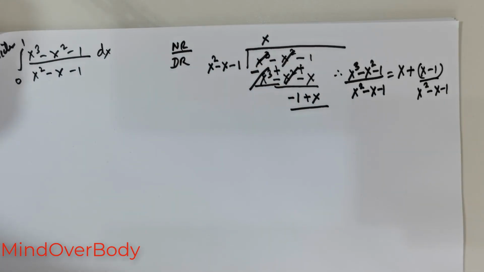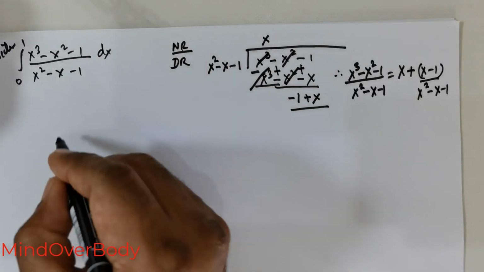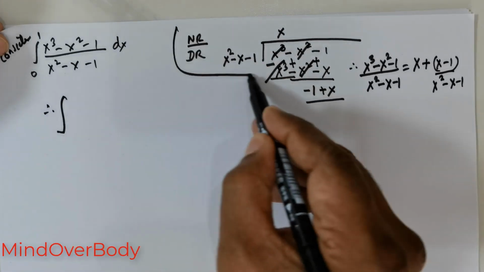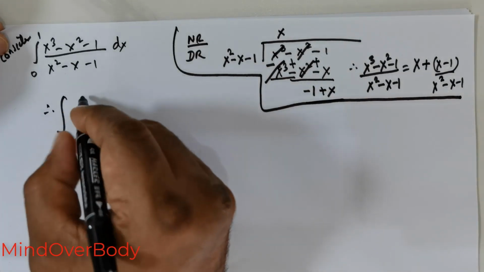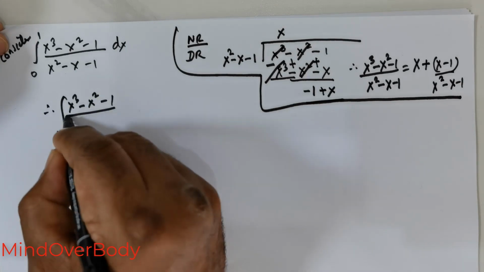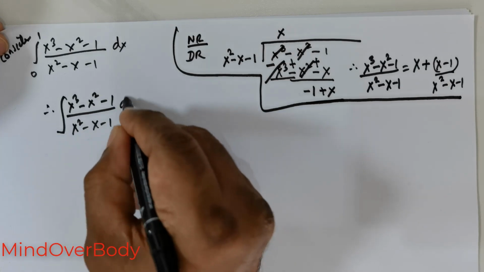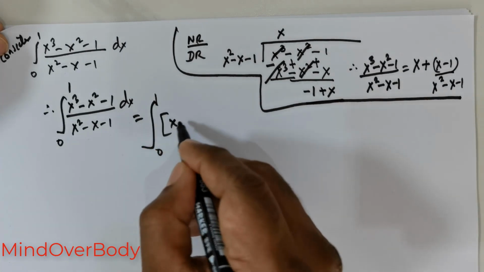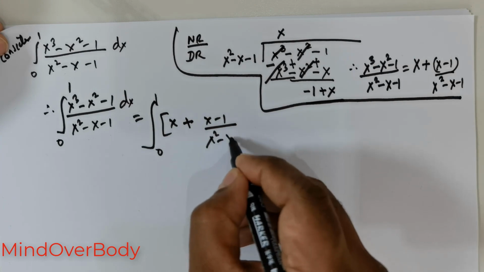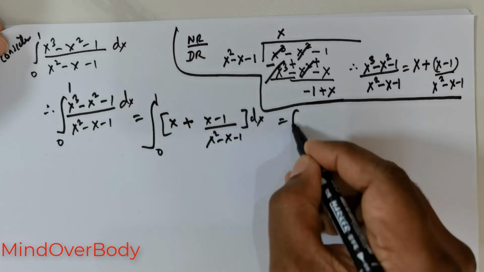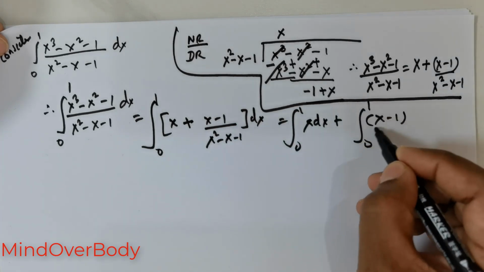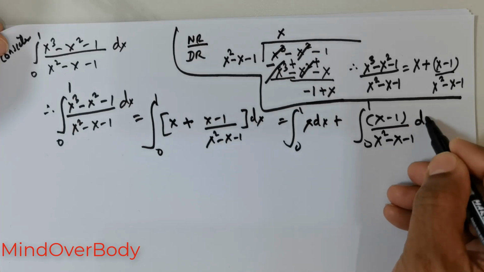So this is the first step, and once we get the first step, everything would be simple. So I'm going to write this down for understanding. The integral of (x^3 − x^2 − 1) divided by (x^2 − x − 1) dx from 0 to 1 is rewritten as the integral from 0 to 1 of x + (x − 1)/(x^2 − x − 1) dx. This can be rewritten as the integral from 0 to 1 of x dx plus the integral from 0 to 1 of (x − 1)/(x^2 − x − 1) dx.